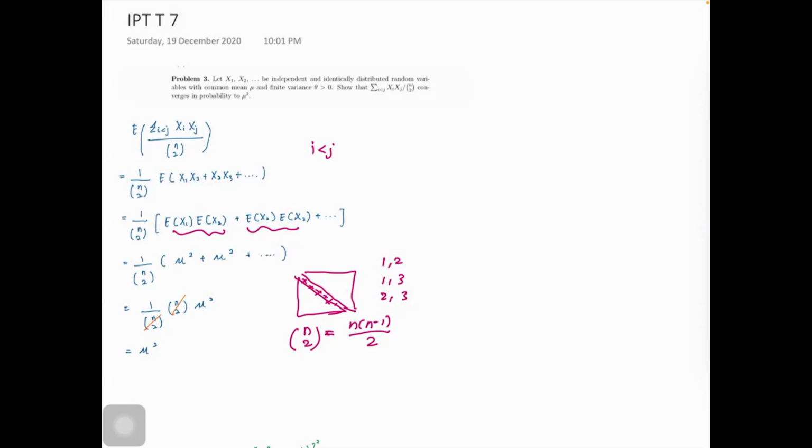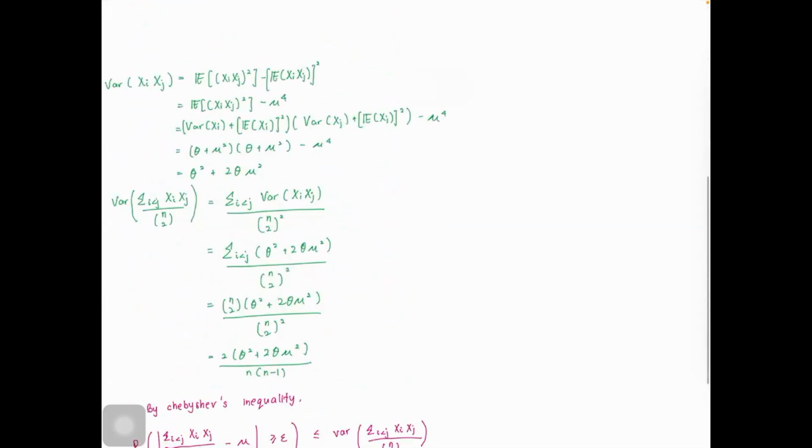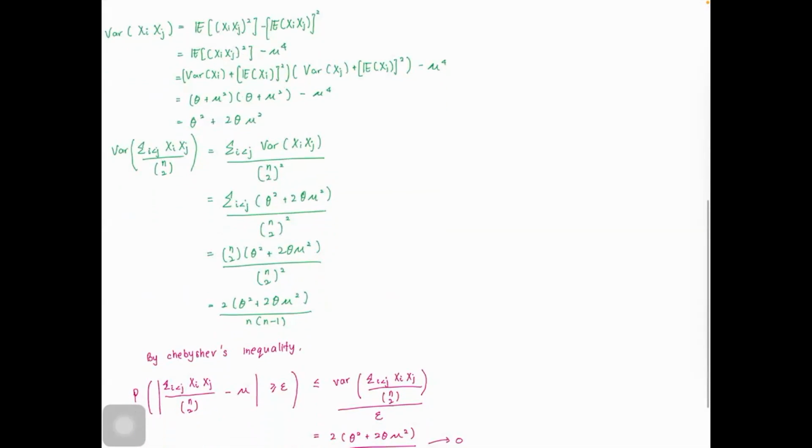All right. So you can just scroll down. Okay. Then after that, you need to find the variance of that term, the sum xi xj divided by n choose 2. Since this is IID, you first find the variance of one of the terms. So that will be by definition. You get the first line, the second line.